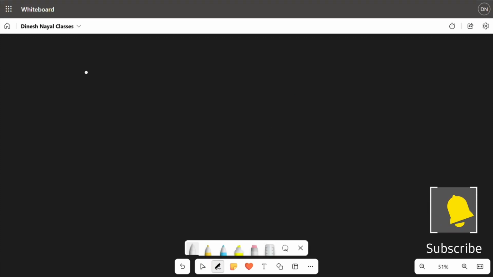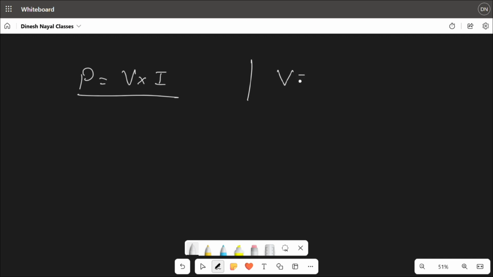First of all, you should know the formula. We know that power is V into I. And by Ohm's law, we know that V is IR. Now substituting the value of V, power is IR into I, so this power will be I square R.